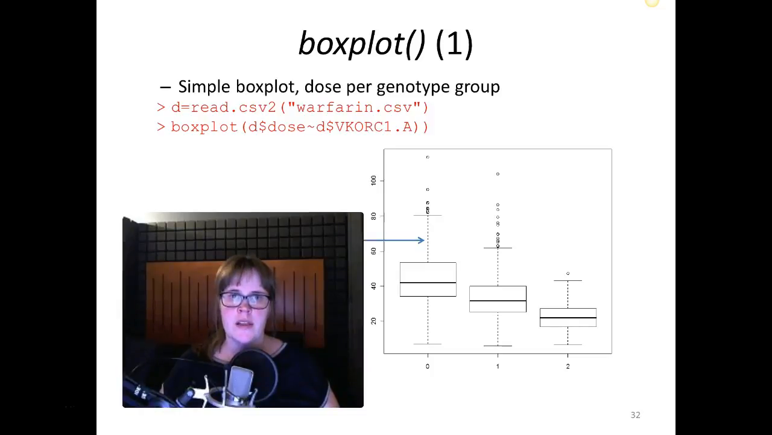If you would like to do a boxplot in R, you use the function boxplot. And here's an example of a simple boxplot. It's the warfarin dose per genotype group for the VKORC1 gene.